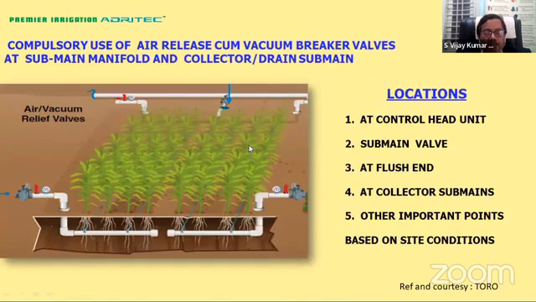So here I am again diagrammatically showing you the locations that you need to have. You are going to have the air release cum vacuum breaker valves at the head control unit. Then you need to have it at the submains. Then, as I told you, you have a collector submain, so you need to have it at the collector submains also. And at any other important point in the field, for example, if there is a valley point or a ridge point, typically on the ridge points, you need to have the air release cum vacuum breaker valves. So these are all the various locations in which we have to provide the air release cum vacuum breaker valves, and this is a very critical requirement.